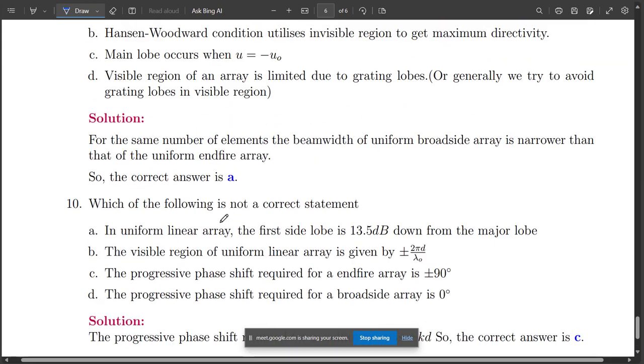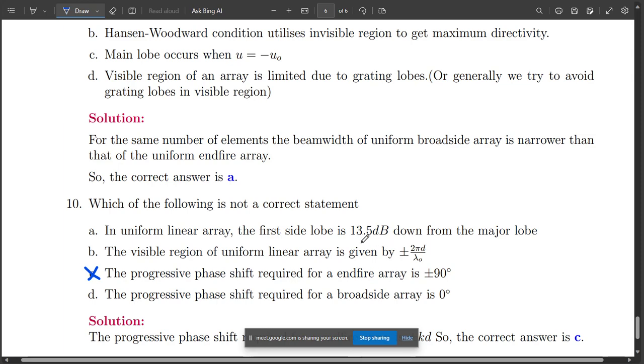So here the option is this one. The progressive phase shift required for end fire array is plus minus kd, not plus minus 90. The statements are correct. This is already discussed with sir.